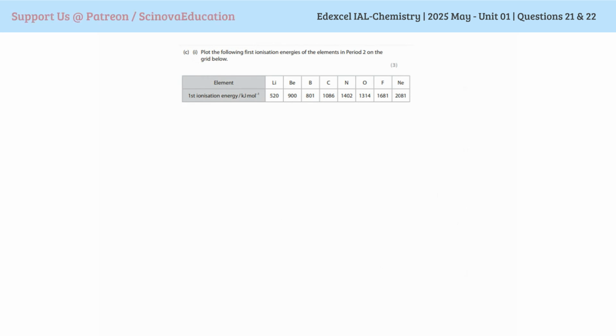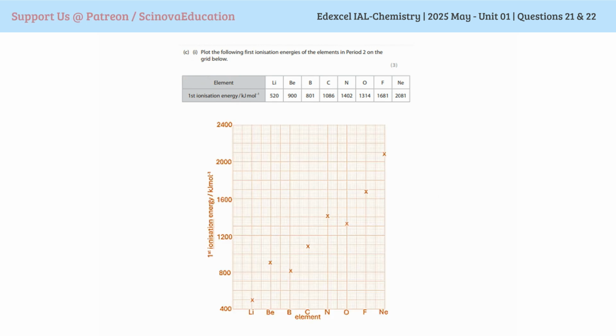Plot the following first ionization energies of the elements in period 2 on the grid below. So, you have to make the plot. No need to use the lines to join the plots. Just this will score the full marks. Never use trend lines.